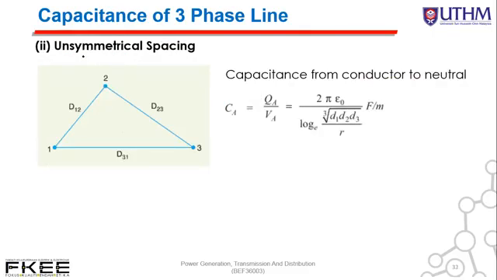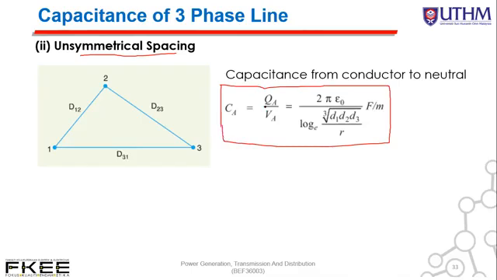For the case of unsymmetrical spacing, the capacitance can be calculated with this equation. CA equal to QA divided by VA, which is equal to 2 pi epsilon naught divided by log of D equivalent, where D equivalent is the cube root of D1 D2 D3. This is the equivalent distance for the unsymmetrical spacing.